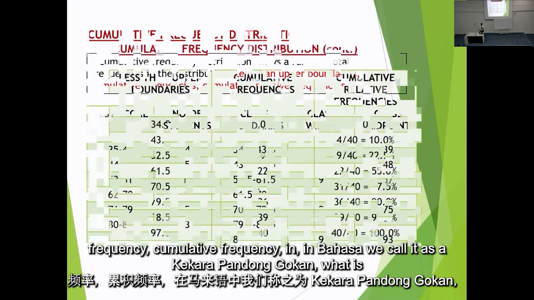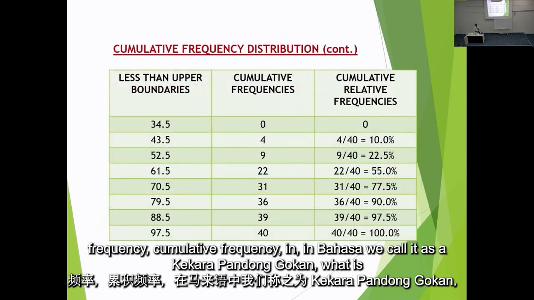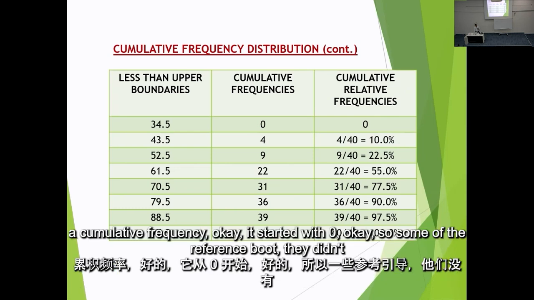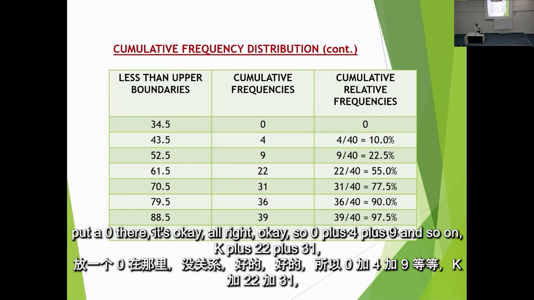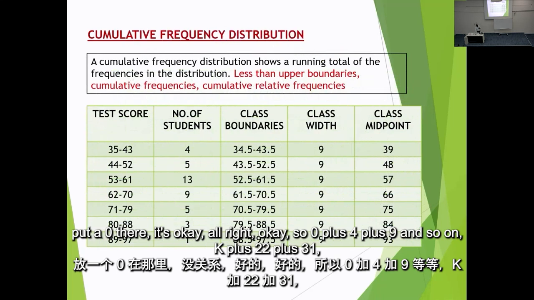Cumulative frequency. In Bahasa we call it kekerapan longgokan. What is a cumulative frequency? It starts with 0. Some of the reference books didn't put the 0 there, it's okay. So 0 plus 4 plus 9 and so on, plus 22, plus 31.